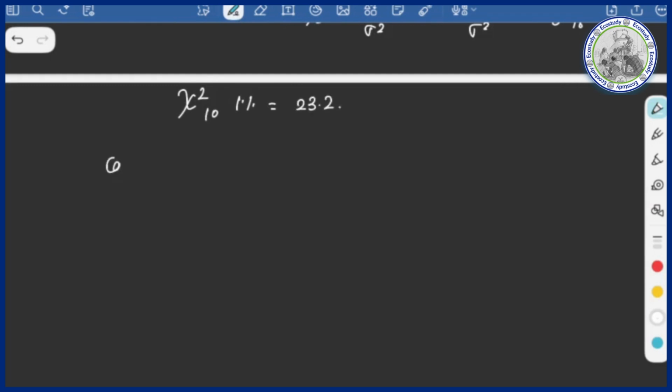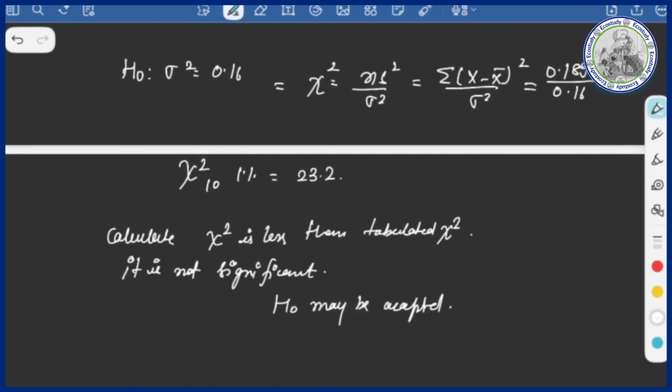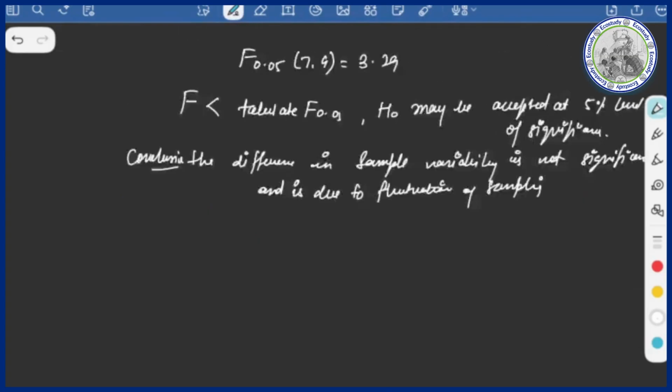So the calculated chi-square is less than the tabulated chi-square. You see it is 1.182 and it is 23.2. Then what will be the conclusion? The result is not significant. H naught may be accepted. Okay, so this is about the chi-square test.